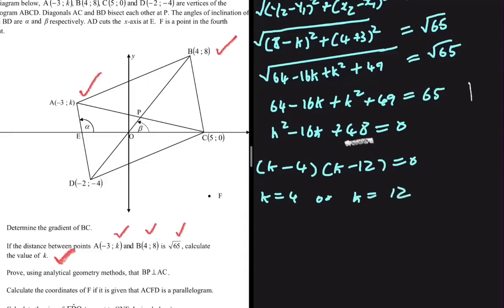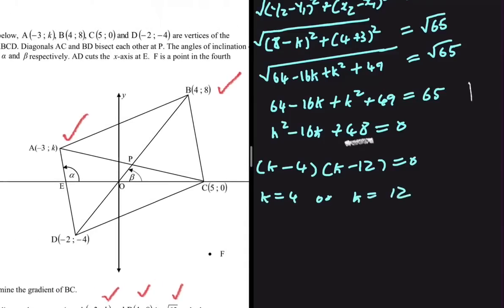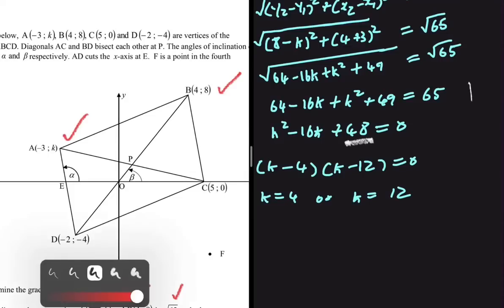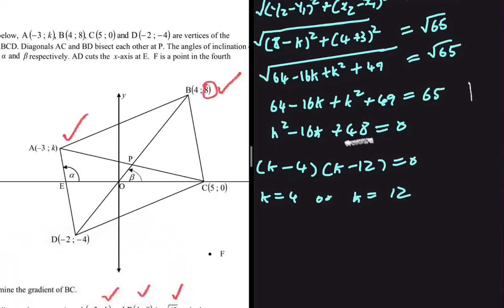Let's look at what makes sense between 4 and 12. B is clearly above A in terms of the y value. So if the y value of B is 8, then the y value of A should be less than 8. So k is equal to 12 cannot be correct, meaning that the answer is k is equal to 4, the y value of A.